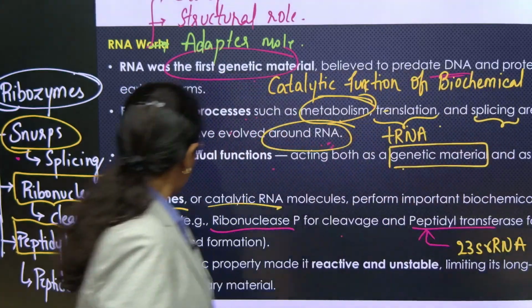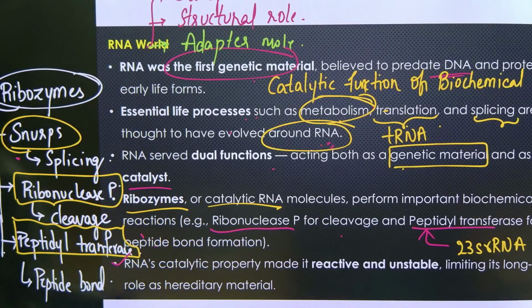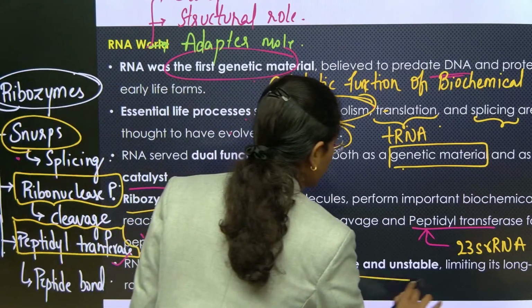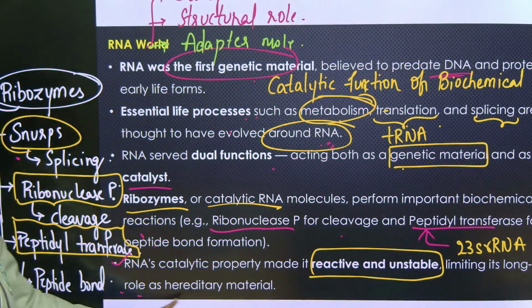RNA's catalytic property makes it reactive and unstable, limiting its long term role as hereditary material. Clear till here? Any doubts anywhere?